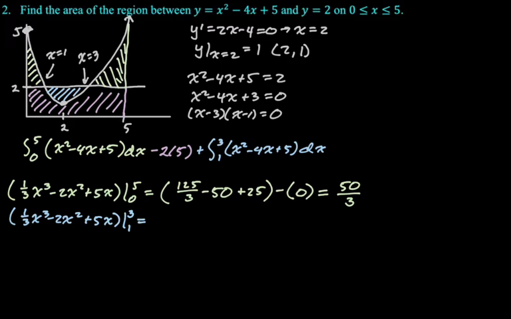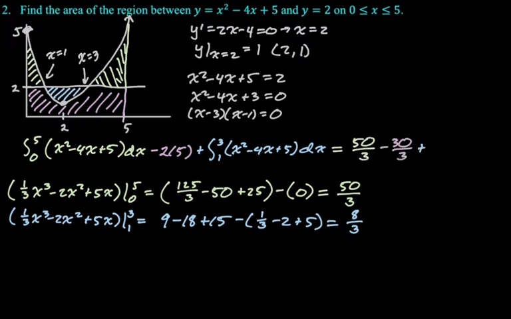Going from 1 to 3 this time. So fundamental theorem, plug in 3, we get 9 minus 18 plus 15. Plug in 1, we get 1/3 minus 2 plus 5, but we're subtracting. Simplify that, we get 8/3. So overall, I'm getting 50/3 and then minus 30/3, which is 10, and then plus 8/3. So my answer to this is 28/3.